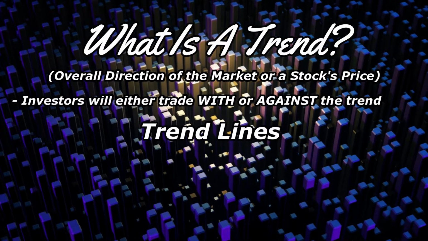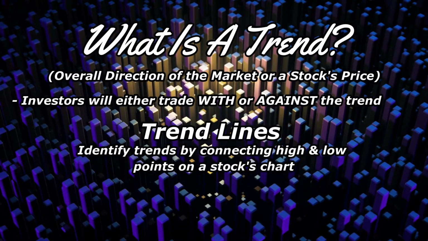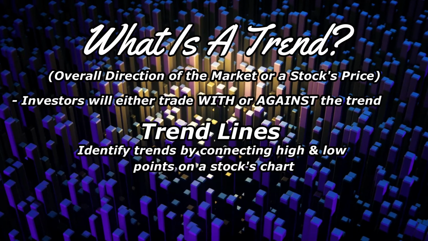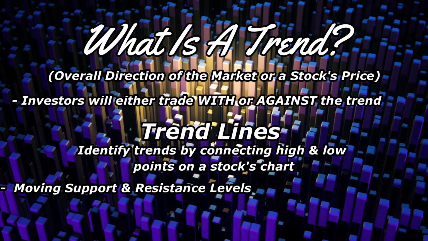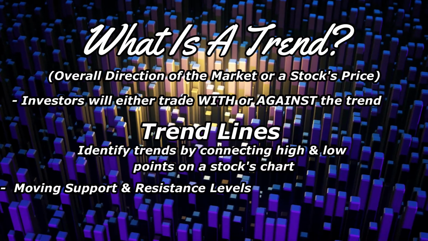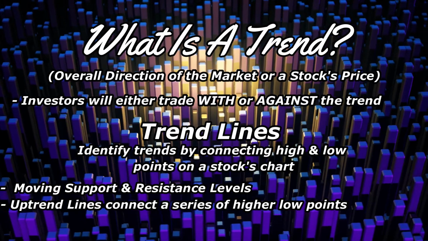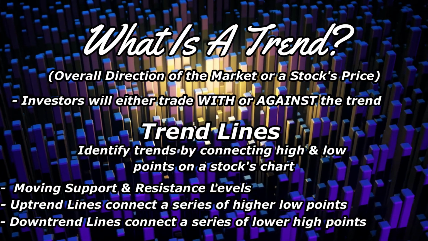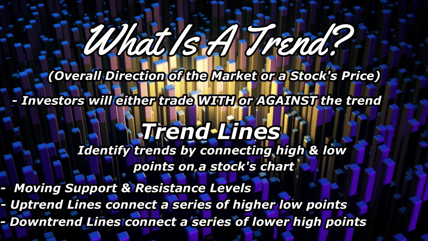What a trend line does is simple. It identifies the stock's current trend or its direction, up, down, or sideways, by connecting a series of highs and lows. In addition to identifying the trend, lines also act as moving support and resistance levels. Uptrends connect a series of higher lows, creating a support level for future price movements, while downtrends connect a series of lower highs, creating a resistance level for future price movement.